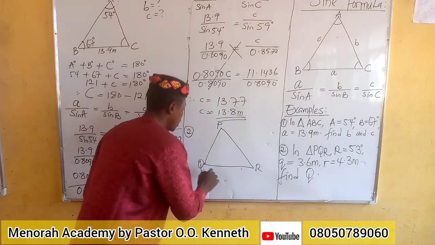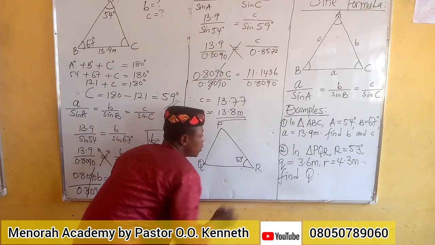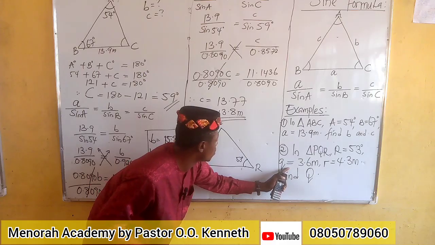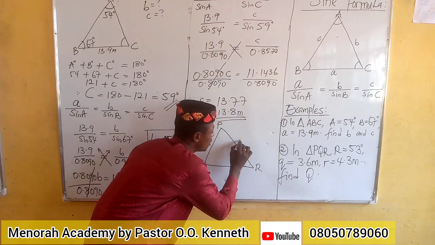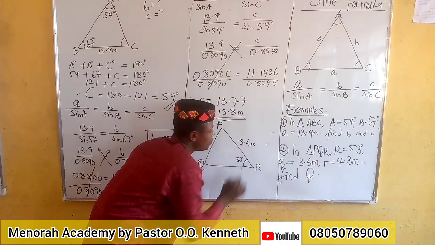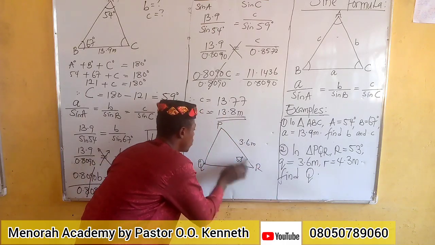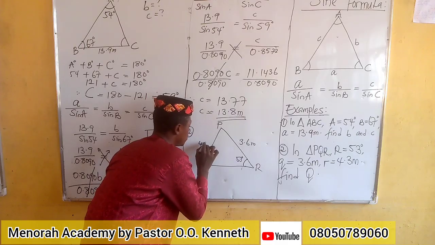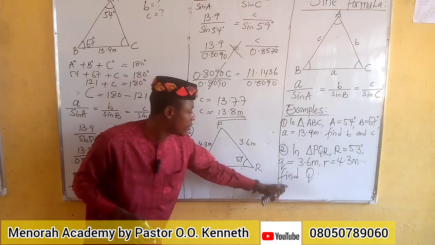Our angle R here is given to be 53 degrees. Then our small side q, opposite of this Q, is 3.6 meters. Then our small r, opposite of small r, is 4.3 meters. Okay, so now, let's say we want to find Q.